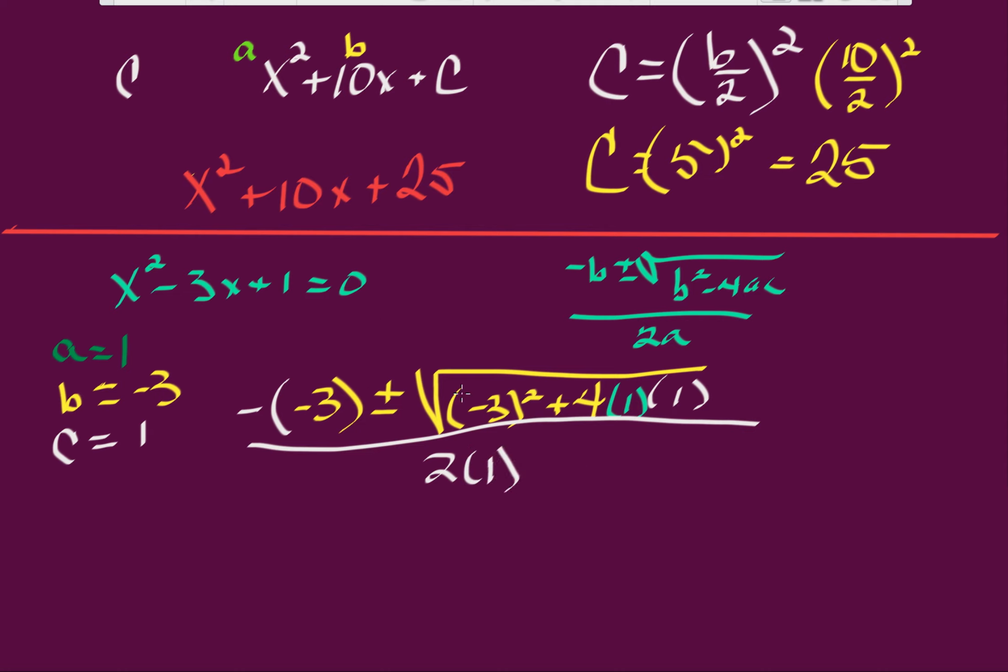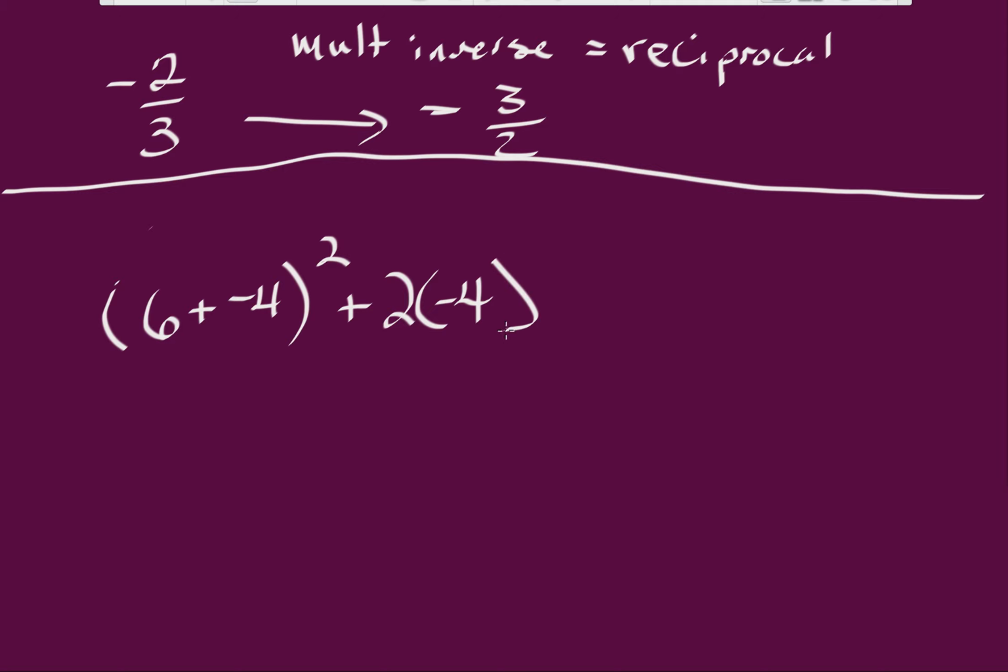To evaluate, all it means is plug in 6 for A and negative 4 for Y. Do the math inside the parentheses. So what you would have there is 6 plus negative 4, or 6 minus 4, squared, plus 2 times negative 4. Right? And there it is.